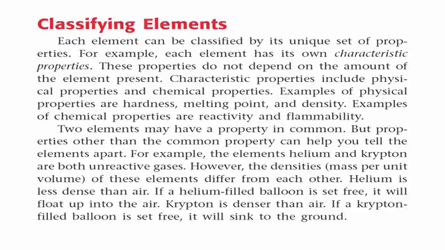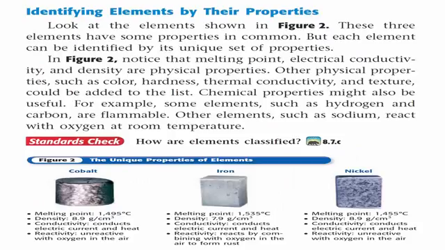Two elements may have a property in common, but properties other than the common property can help you tell the elements apart. For example, the elements helium and krypton are both unreactive gases. However, the densities, or mass per unit volume, of these elements differ from each other. Helium is less dense than air. If a helium-filled balloon is set free, it will float up into the air. Krypton is denser than air. If a krypton-filled balloon is set free, it will sink to the ground.